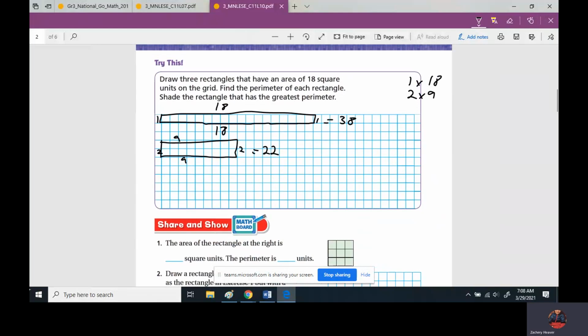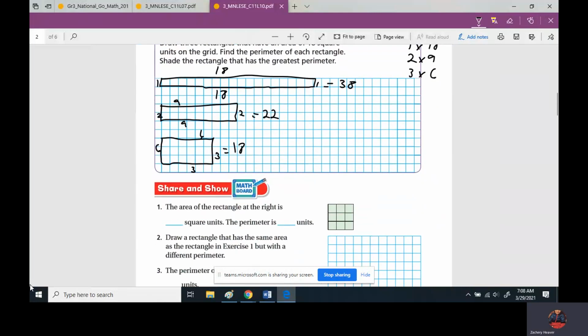3, 6, 9, 12, 15. Let's do 3 times 6. So go 3 down: 1, 2, 3, then 1, 2, 3, 4, 5, 6, up and over. So we have 3 and 6, 3 and 6. 6 and 3 make 9, 6 and 3 make 9, 9 and 9 make 18. And that's all of them.